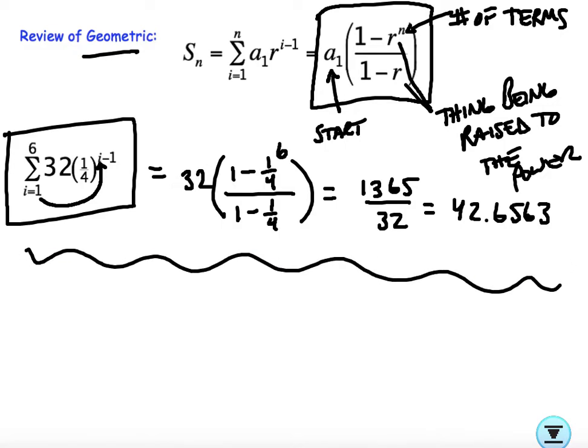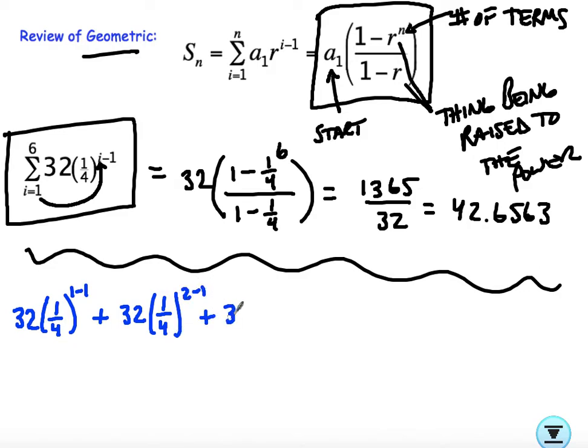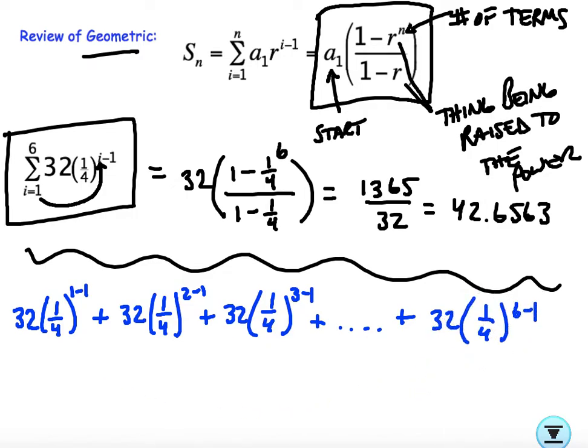would be to just plug in the numbers 1 through 6. So it would be 32 times 1/4 to the 1 minus 1 plus 32 times 1/4 to the 2 minus 1 plus 32 times 1/4 to the 3 minus 1, and so on until you have 32 times 1/4 to the 6 minus 1. Now you certainly could do it that way. It's up to you which method is going to go quicker for you. If we were taking a test in a normal school setting and you only had 40 minutes to take your test, you would want to do it the fastest way possible.